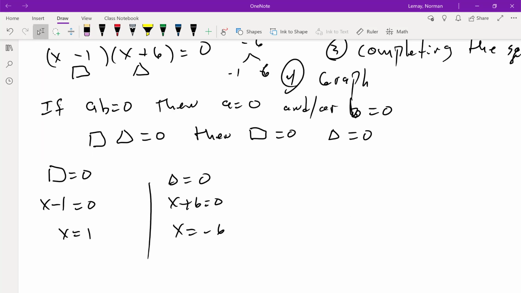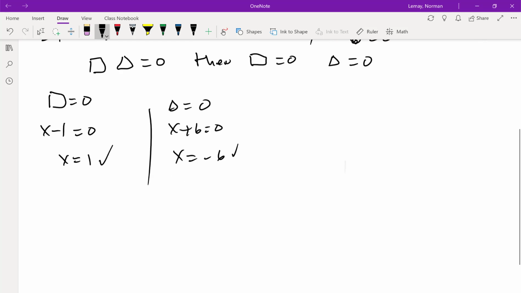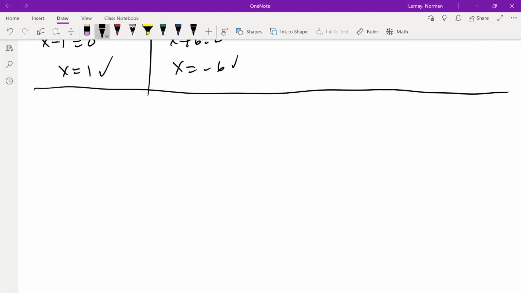And again, we plug these back in up here. So 1 minus 1 is 0. 1 plus 6 is 7. 0 times 7 is 0. So that checks. Negative 6 minus 1 is negative 7. Negative 6 plus 6 is 0. Negative 7 times 0 is 0. So that checks. Okay. So again, there's no reason why you should get any of these quadratic equations incorrect, because you can always verify your solutions just like we did back with the linear stuff. So here we get 2x squared minus 3x minus 5 equals 0.